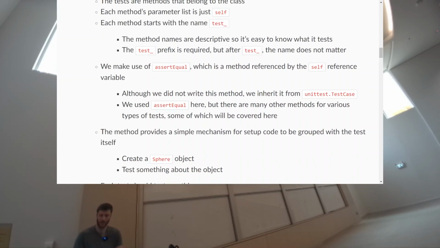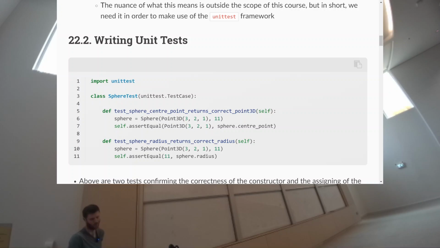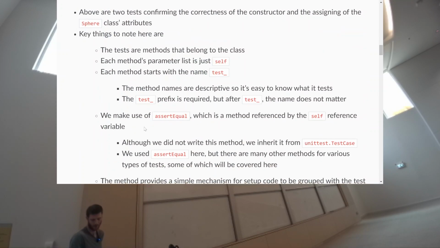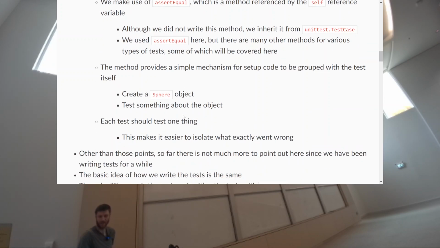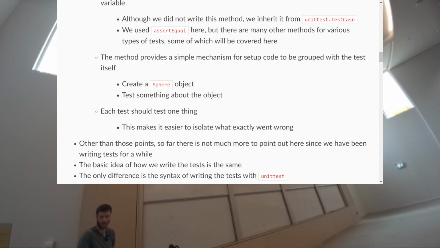We make use of assert equals, which is a method that we are accessing through the self-reference variable. We inherited this from the unittest.TestCase that we included right here. That's what that meant. So that's why we have access to this method, even though it doesn't seem to exist in this class. But that's fine. Okay, the methods provide a simple mechanism for setup code to be grouped with the test itself.